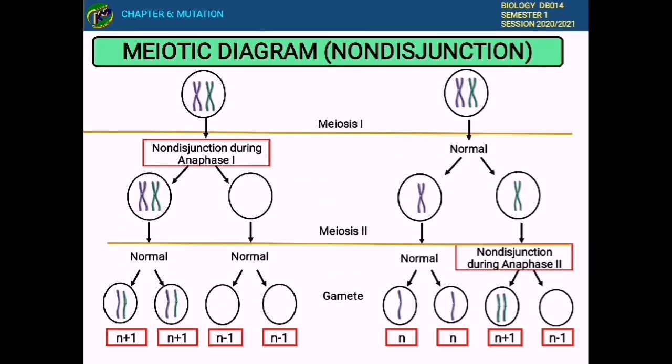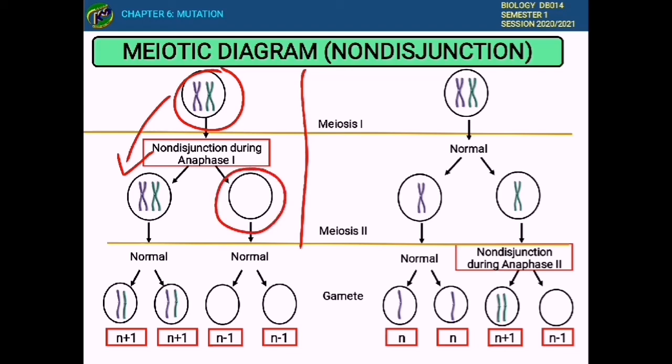But for non-disjunction, look at here first. Non-disjunction during meiosis 1. So these two chromosomes go only to one side, or go only to one cell. So here this cell receives no chromosome. At the end of meiosis 2, this cell receives one extra chromosome, same goes to this one, but these two cells do not receive any chromosome. So n plus 1, n plus 1, n minus 1, n minus 1.